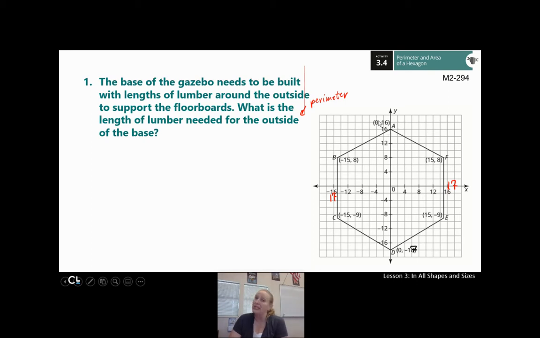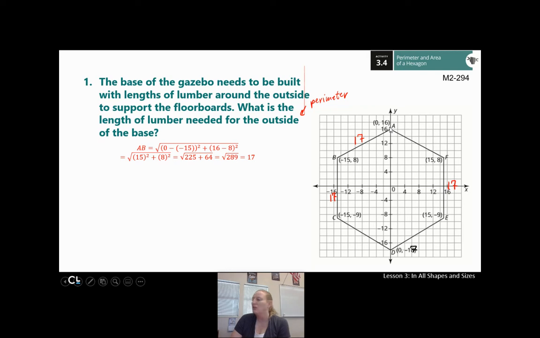So I'll subtract my x coordinates, 0 minus a -15. Subtract my y coordinates, 16 minus 8. Double negative becomes a positive. So we have 15 squared plus 8 squared. Square them, you get 225 and 64. Together, that's 289, which is a perfect square. We got 17. So it looks like side AB is also 17. Nice, I can handle that.